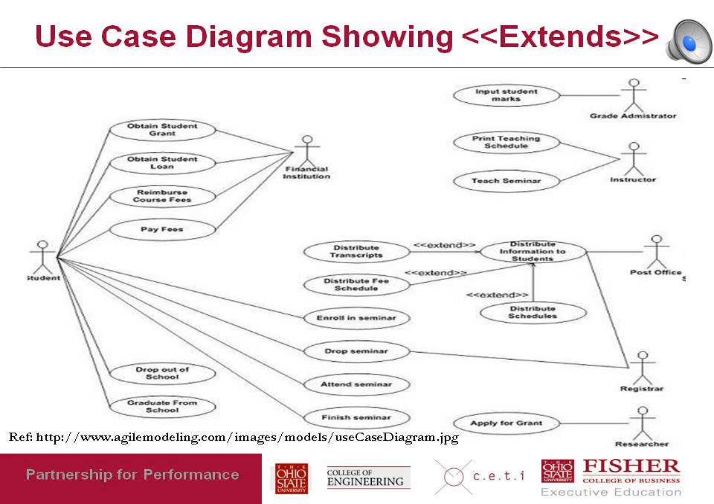You would use this in situations where your system has a number of use cases that all have some subtasks in common, but each one has something different about it that makes it impossible for you to just lump them all together into the same old use case. In this case, distribute transcripts and distribute fee schedules extends distribute information to students.